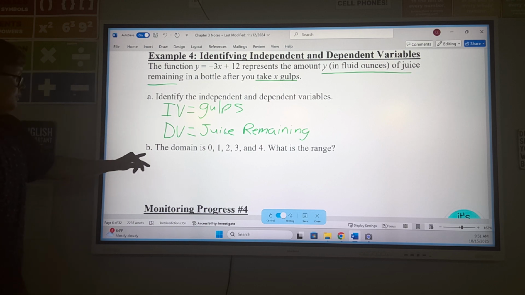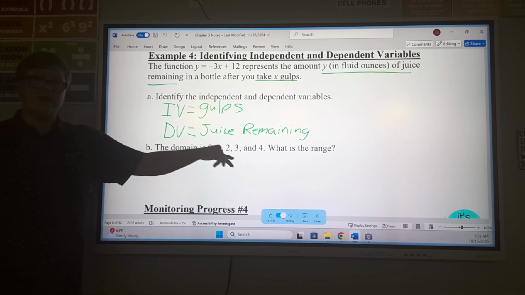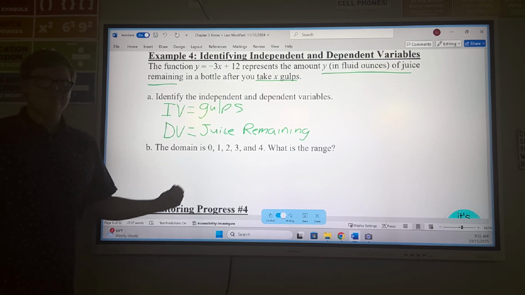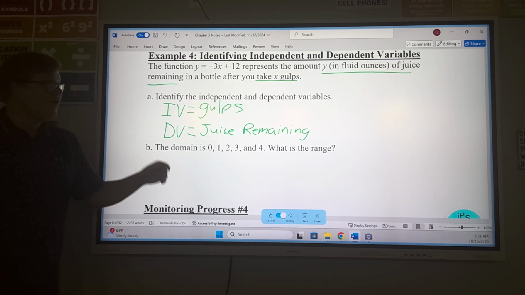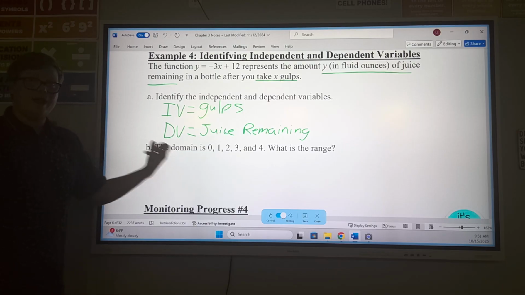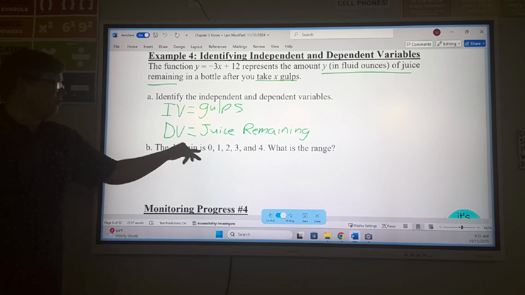Okay. Now we see here the domain is 0, 1, 2, 3, and 4. We have to find the range. Now remember, domain is input. Domain is also the independent variable. The range is the dependent variable. So whatever we're putting in is our independent variable. Whatever we're getting out is our dependent variable. So let's find our range with the domain that's given.